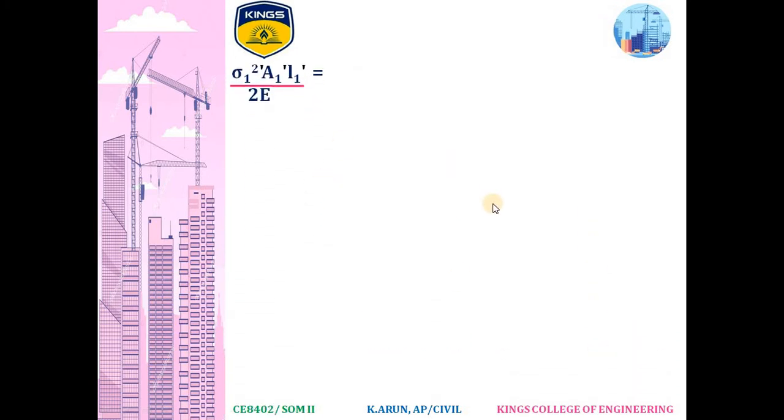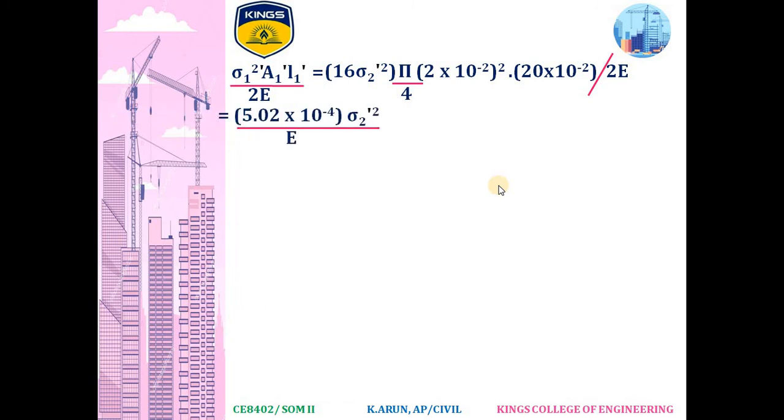So for portion 1, I am going to substitute the value. Instead of sigma 1 I have substituted 4 sigma 2. Since it is square, 4 square is 16 and sigma 2 dash square. The diameter of portion 1 is 2, so 2 into 10 power minus 2, and the length of portion 1 is 20 centimeter, so 20 into 10 power minus 2, whole divided by 2E. On simplifying, we are getting 5.02 into 10 power minus 4 by E multiplied by sigma 2 dash square.